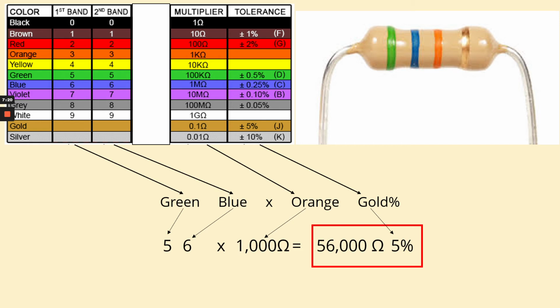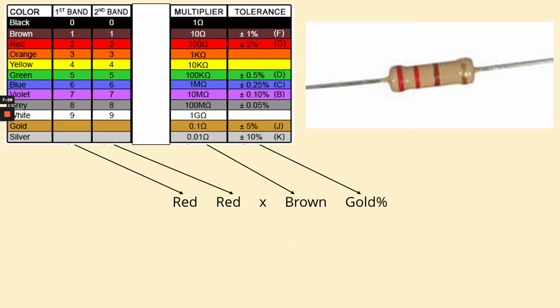Hopefully we're getting used to how we're calculating these resistors. We've got 2 more examples before you do a bit of independent practice of this skill. So the next one here, we've got red, red, brown, gold. Try to answer this one on your own to begin with. So pause the video here and try to calculate the resistance of that resistor.